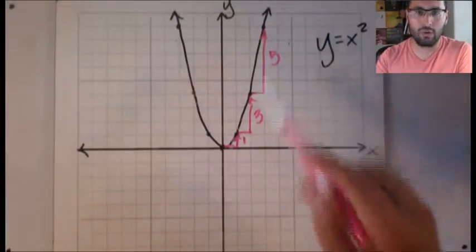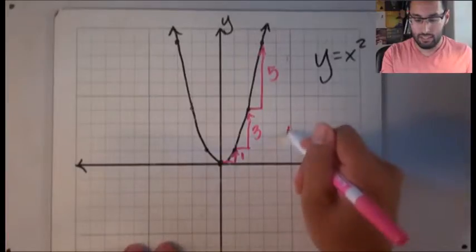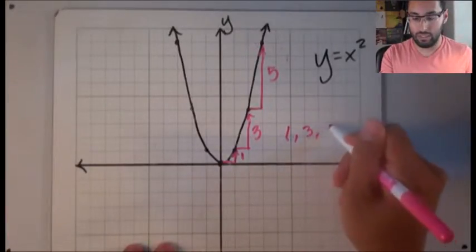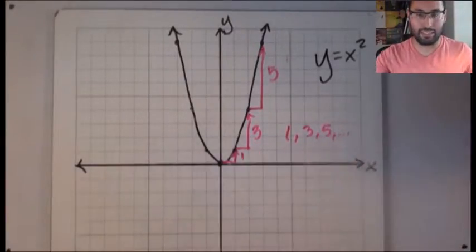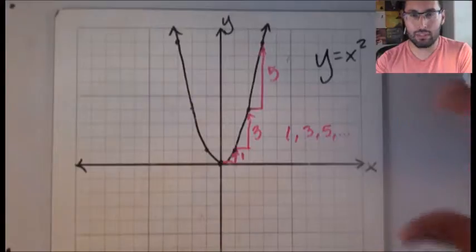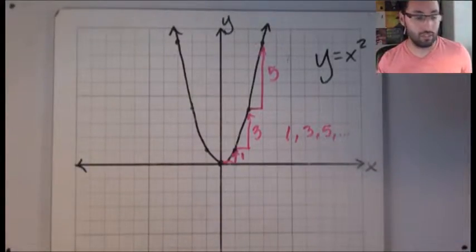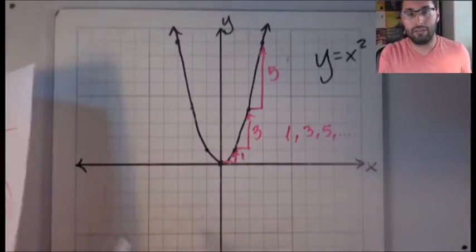If we were to keep going, the next number would be 7. The pattern here is odd numbers: 1, 3, 5, and if we keep going, 7, 9, 11, and so on. So this is an essential thing that we need in order to graph parabolas. Having said that, let's go ahead and look at the steps on graphing in standard form.